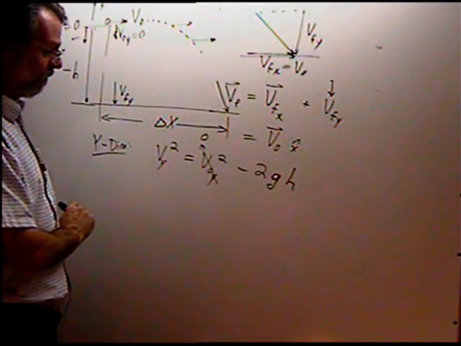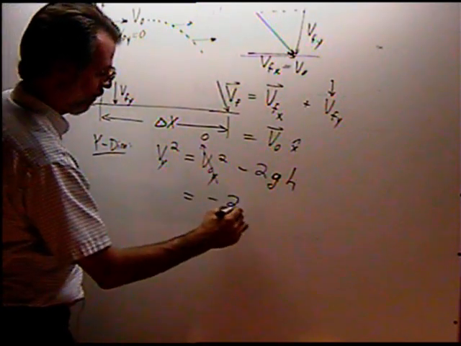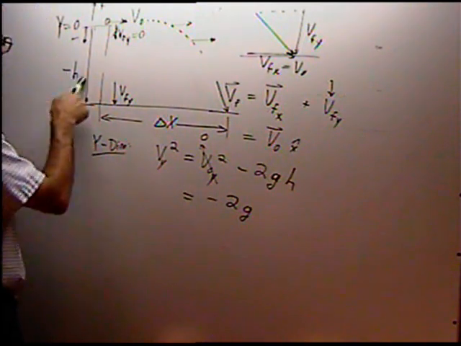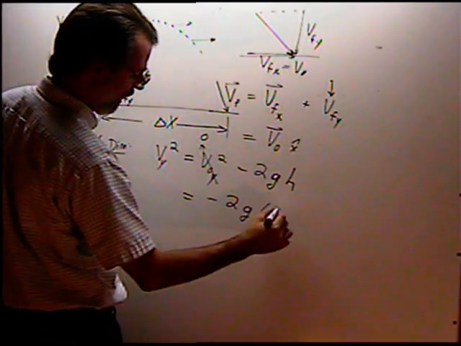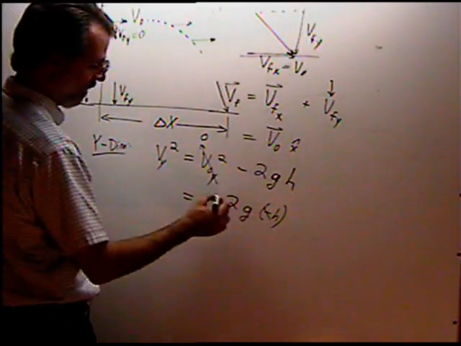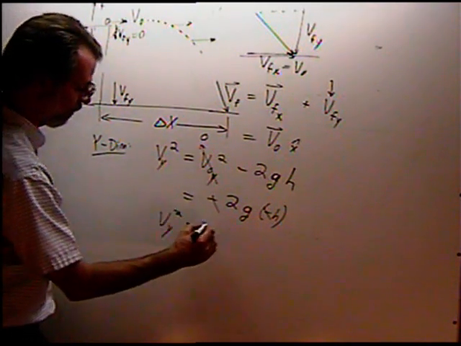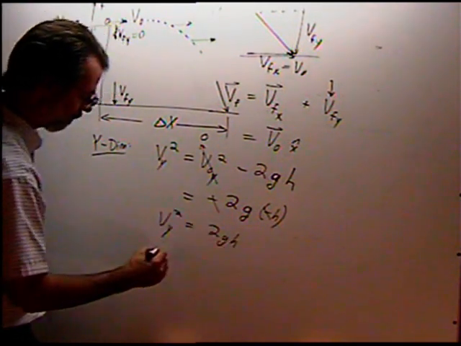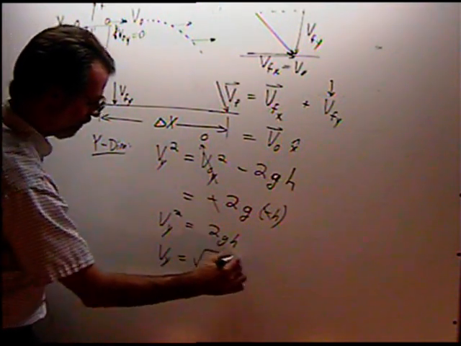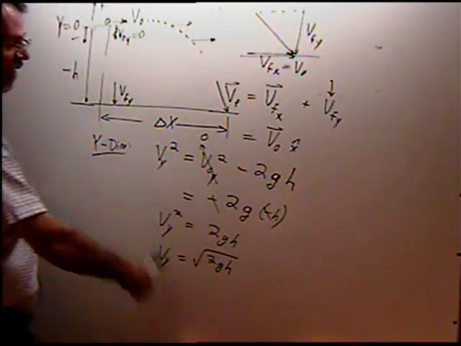Initial velocity is 0. Notice we have a minus 2g, and notice there's a minus number here, but the h really has to have a minus h in it because we're going in the negative direction. Notice that the minuses cancel out, and so the final velocity squared equals 2gh. The final velocity in the y is the square root of 2gh. Okay, so that comes up here.